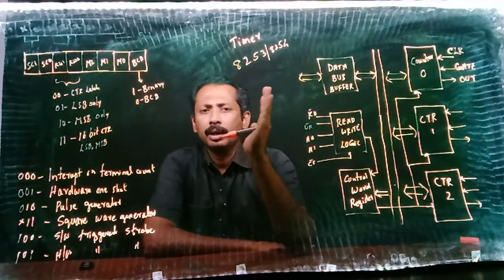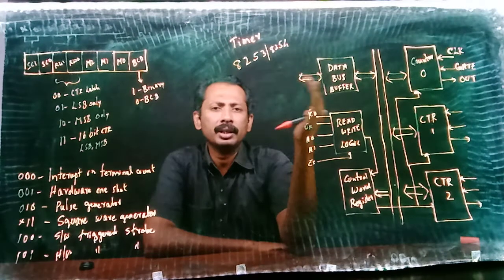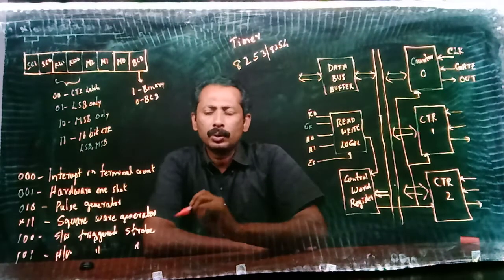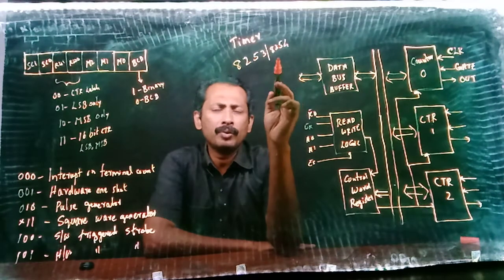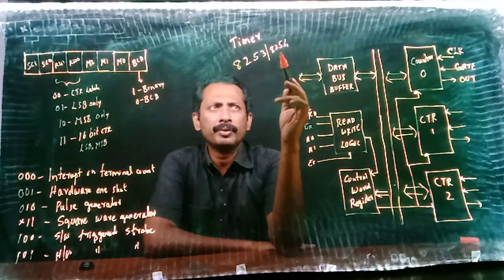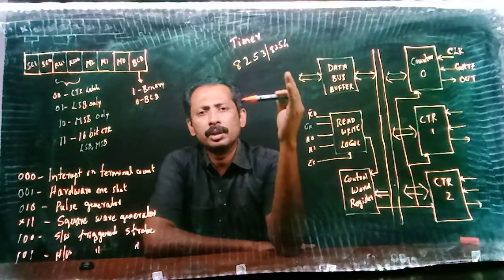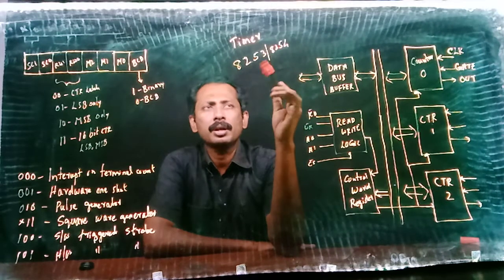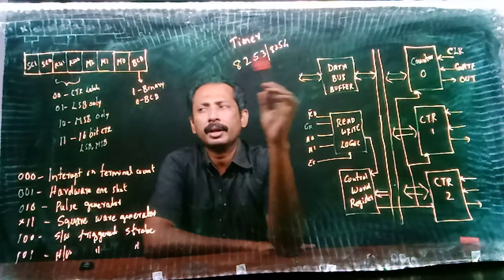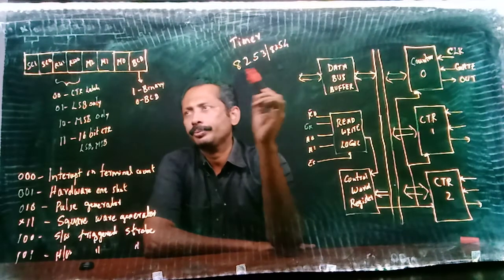Counter latch means for read back. That is, if at any time we want to read back what the count is, we have to give this 0 0 command. So that facility is available only with 8254. So read back is the extra facility available with the 8254, and it also supports high frequency clock operations. Okay. So the difference is that 8254 supports high speed clock and read back.